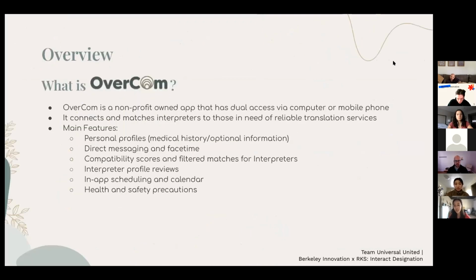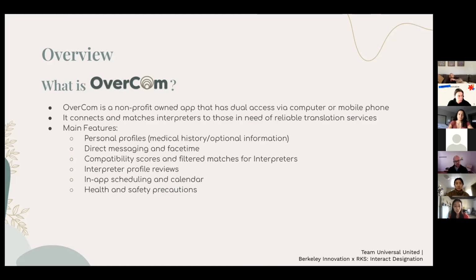So we're introducing Overcom. The name really is supposed to mean overcome through communication. We're a nonprofit owned app that has dual access via computer or mobile phone. The reason for this being some communities don't have, you know, an iPhone. So we just want to make it as accessible as possible. Similar to Spotify, it's on your computer, it's on your phone. It connects and matches interpreters to those in need of reliable translation services like John.